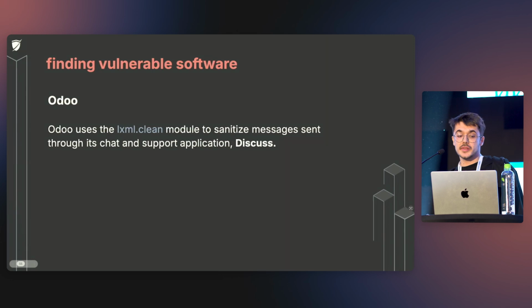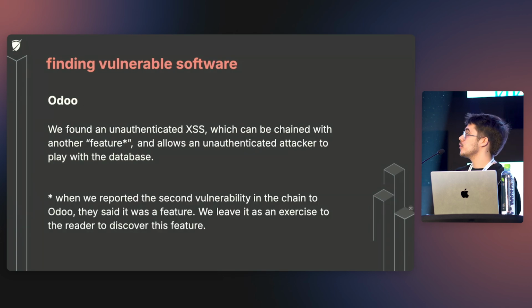Okay, now let's discuss the specific software that we found. The first one is Odoo. Odoo uses the lxml clean module to sanitize messages through its chat and support application, which is called Discuss. We found an unauthenticated XSS in Odoo, which can be chained with another vulnerability. This vulnerability was marked as a feature by the Odoo team.